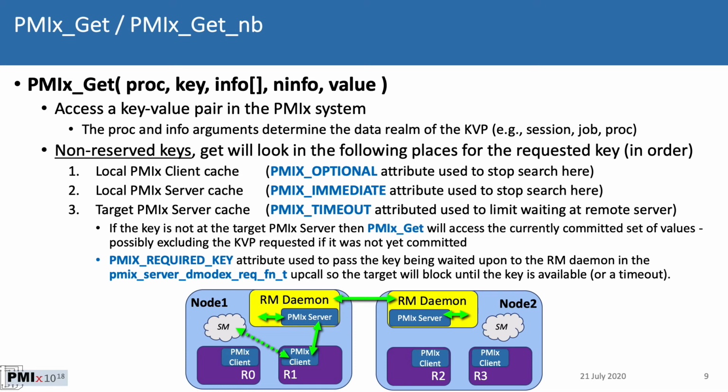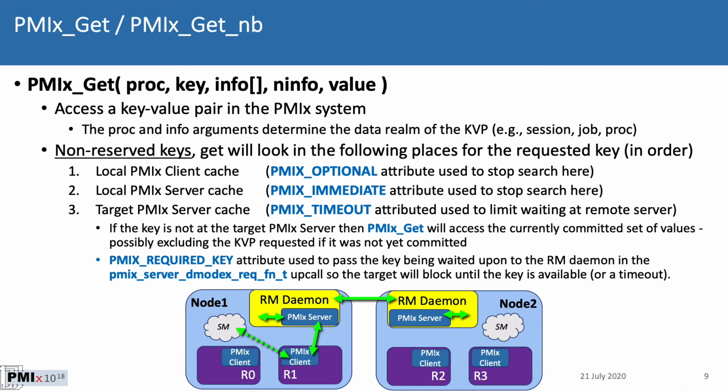If the key is not at the target server, then the PMIx get operation will return a not found error. The PMIx server local to the caller will likely cache the current set of committed values that were sent back from the other node, so that if other clients try to request similar information, it can serve out of that cache without incurring another RPC call.